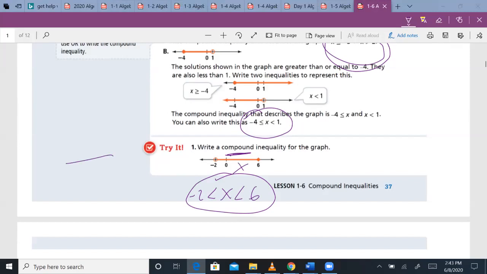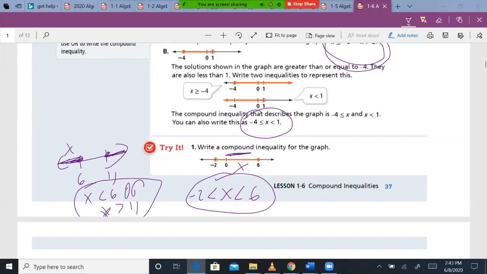For example, I'll draw one right here. Let's say 6 and then 11. Let's say I shade this way, and let's say I shade this way. Well, x has to be smaller than 6, or I have to say x is going to be greater than 11, essentially, okay? It can't be between, so I'm not going to write it like this, okay? So keep that in mind.